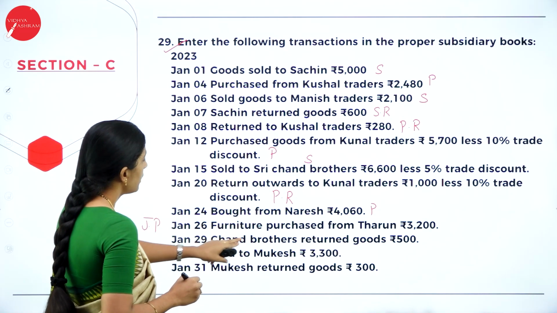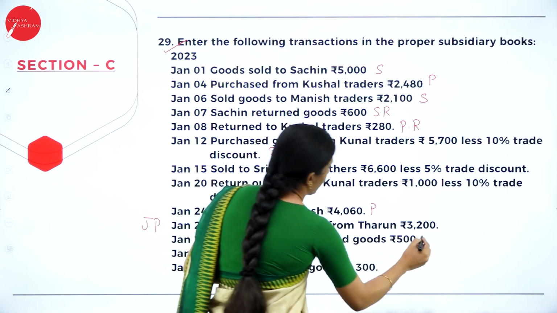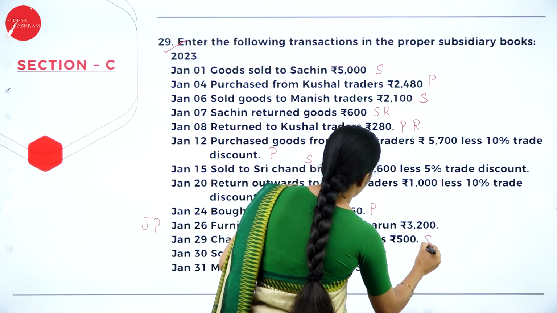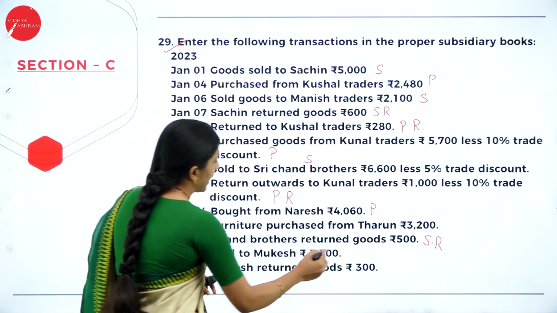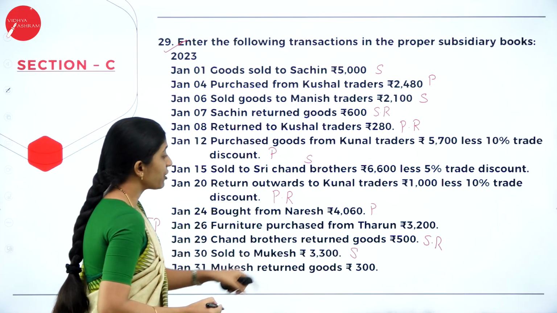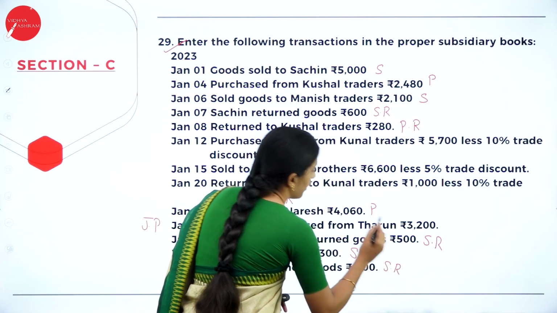Next, 29, Chand Brothers returned goods. So already we have sold goods to him. Now he is returning us back, that is sales return. Next, sold goods to Mukesh, sales book. Next, Mukesh returned goods. So already we have sold to him. Now it is sales return.